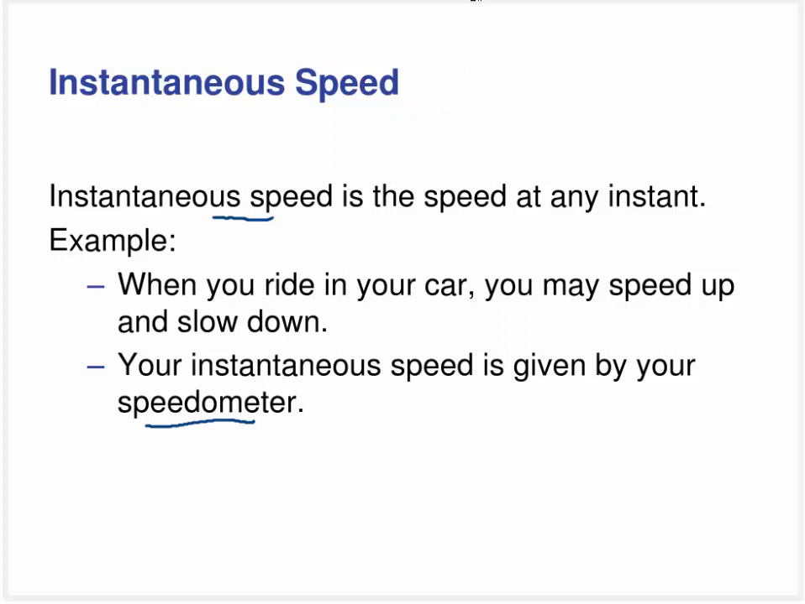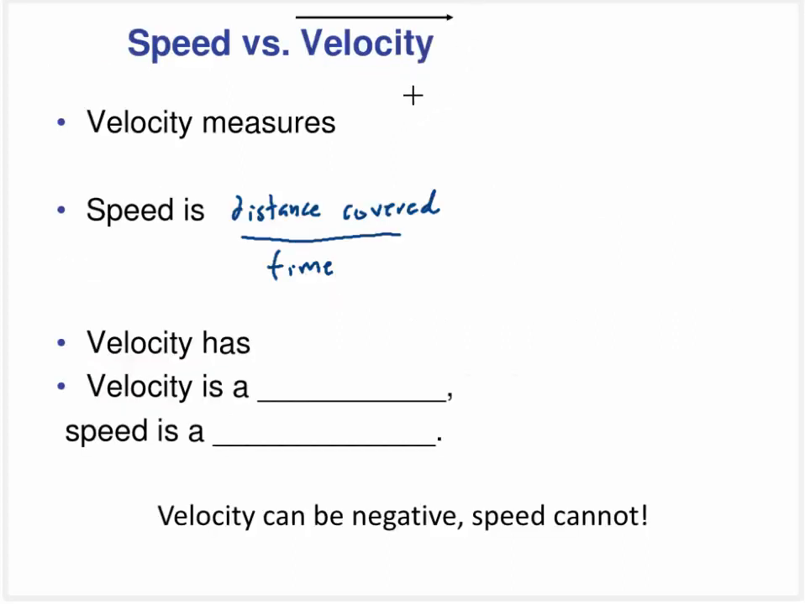One more flavor of speed that we need to be careful of, that can be used interchangeably in everyday conversation, but definitely not in a physics class, is the difference between speed and velocity. Velocity is going to measure a change in position over a change in time, while speed is going to be defined as the distance covered over a unit time.